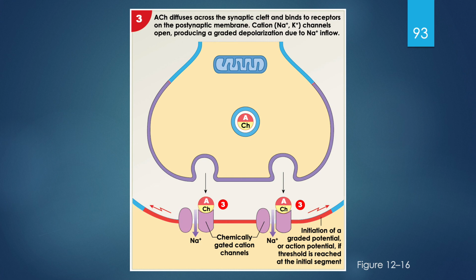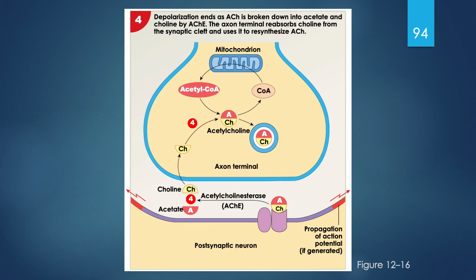Because of this, cation channels are going to open, specifically for sodium and potassium, and this helps produce a graded depolarization. Finally, the depolarization is going to end because the acetylcholine is going to be broken down into acetate and choline by acetylcholinesterase. The axon terminal is also going to reabsorb choline from the synaptic cleft, which is the space between the two, and it's going to use it to resynthesize more acetylcholine.